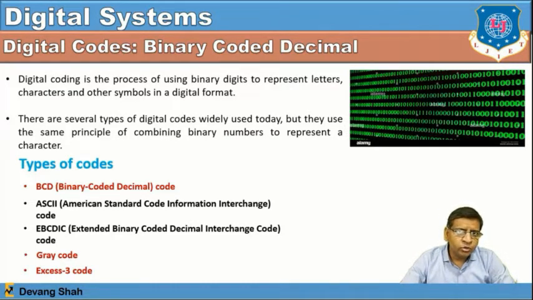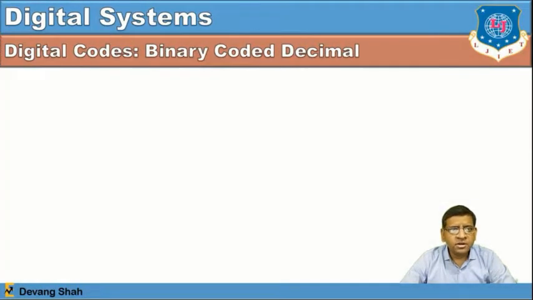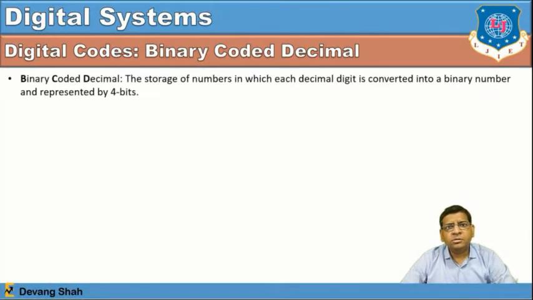These three codes we are going to use in accordance with the numbering systems, so that we can convert a BCD number into Gray code or Excess-3 code. In the same way, we can also convert a decimal number into a binary number, octal number, hexadecimal number, BCD number, Excess-3 code, as well as Gray code, right? BCD is nothing but the binary coded decimal number, a storage of numbers in which each decimal digit is converted into a binary number represented by 4 bits. So one digit in BCD can be represented by 4 bits.